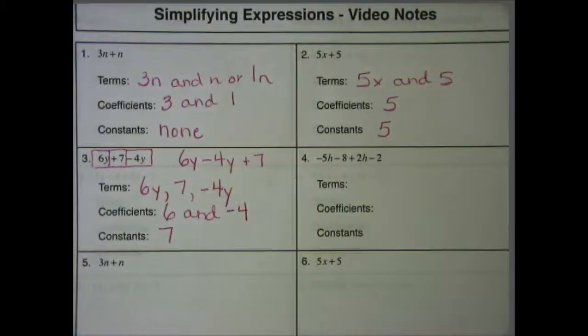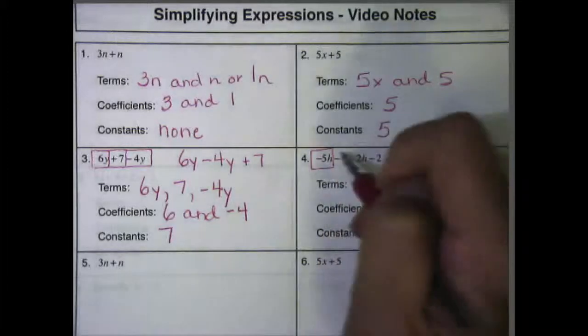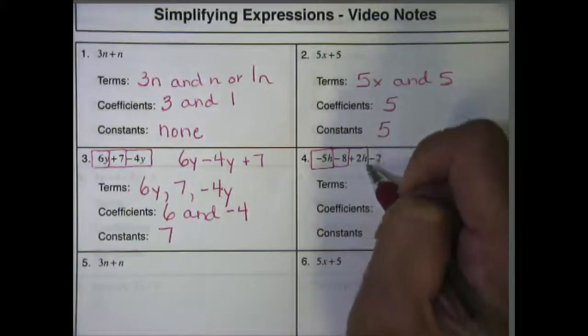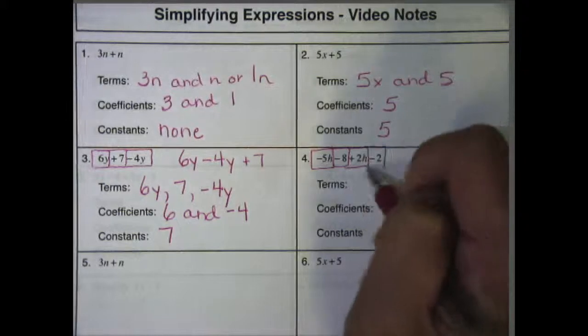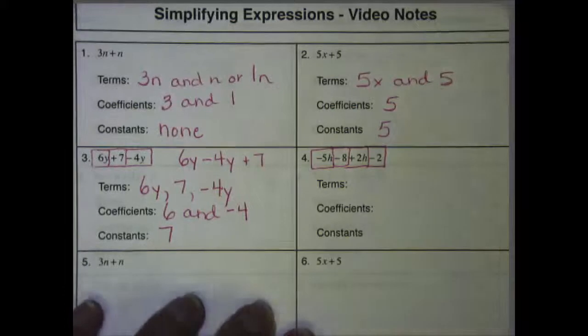Let's look at number 4. Number 4, we're going to box in the terms again. So I have negative 5h, negative 8, positive 2h, and negative 2. I would highly suggest that you box these terms in until you get used to doing this, and I will require you to box them in when we're actually doing them together in class for our review.